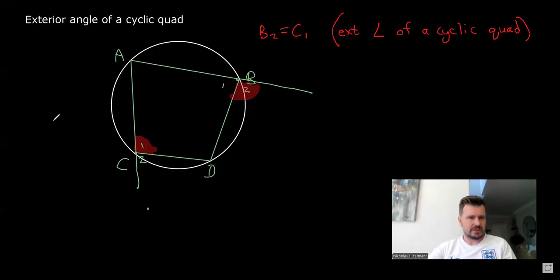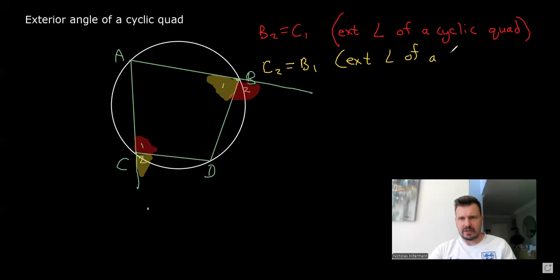So another one on this would be B1. If that's the interior angle, that's going to be equal to C2, because C2 is the exterior angle. So I could see that C2 equals B1. Same reason, exterior angle of a cyclic quad.